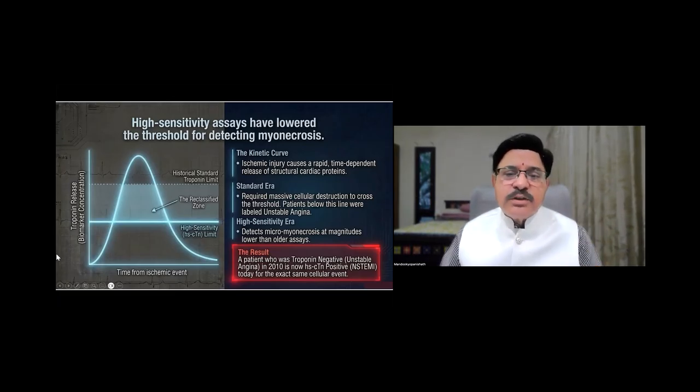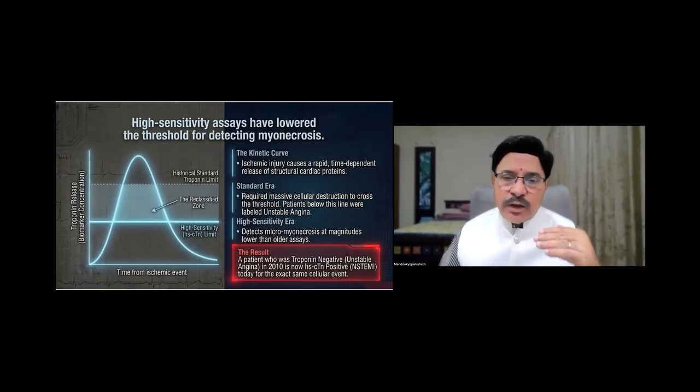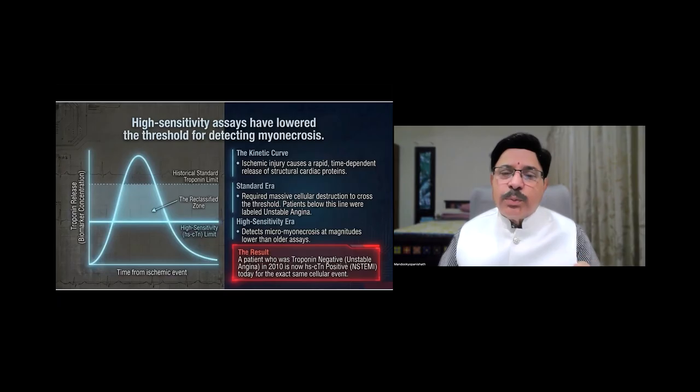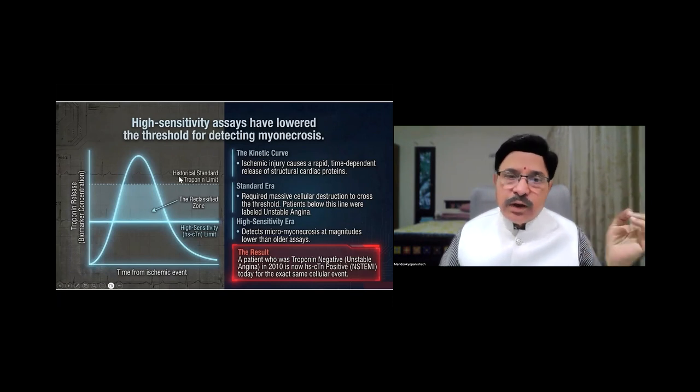That is why we are insisting you should go for high sensitivity troponin and not the regular troponin. Today we are in an era of high sensitivity troponin. Don't use regular troponin anymore. A patient who's troponin negative earlier will be called negative by the earlier test, but the high sensitivity test will be positive.